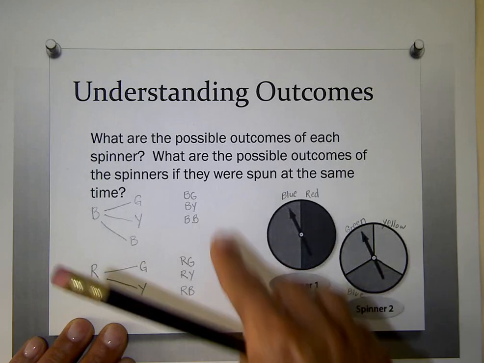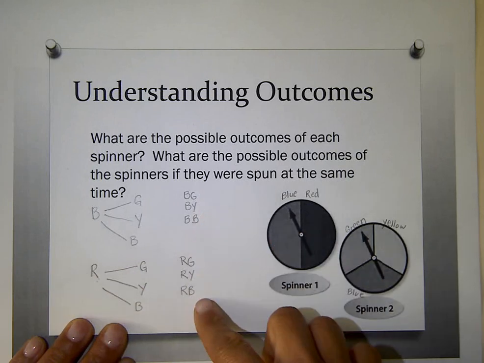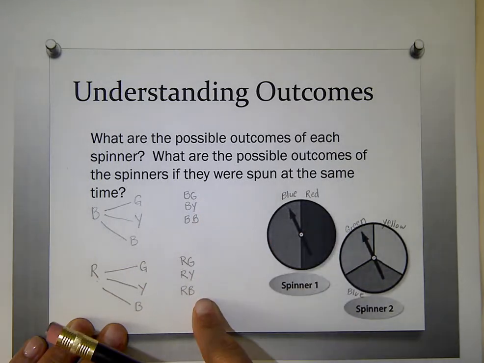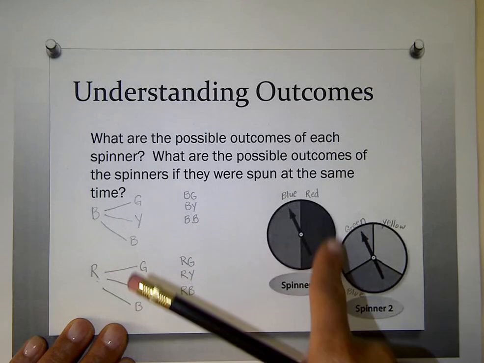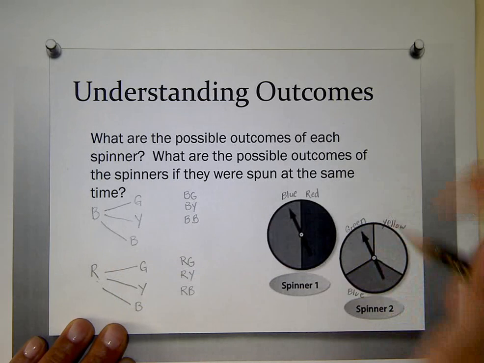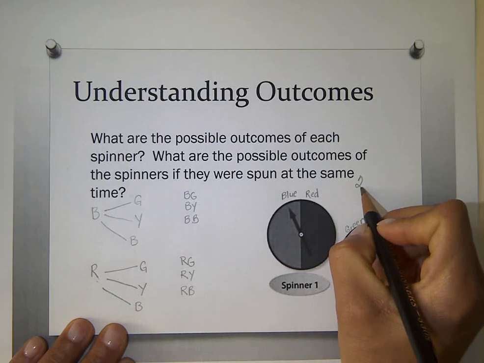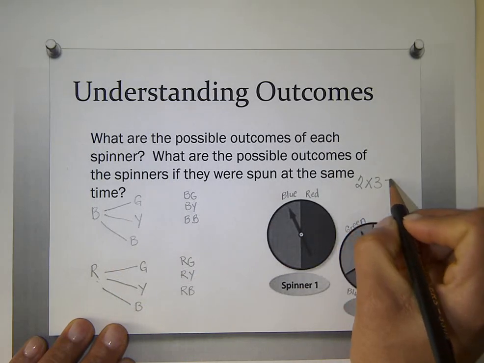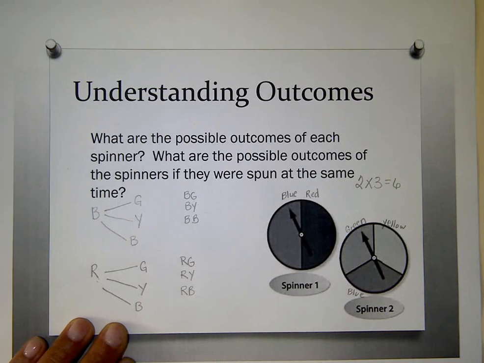There are 1, 2, 3, 4, 5, 6 outcomes. 2 on the first spinner and 3 on the second one. So if I use multiplication, 2 times 3 equals 6. 6 possible outcomes.